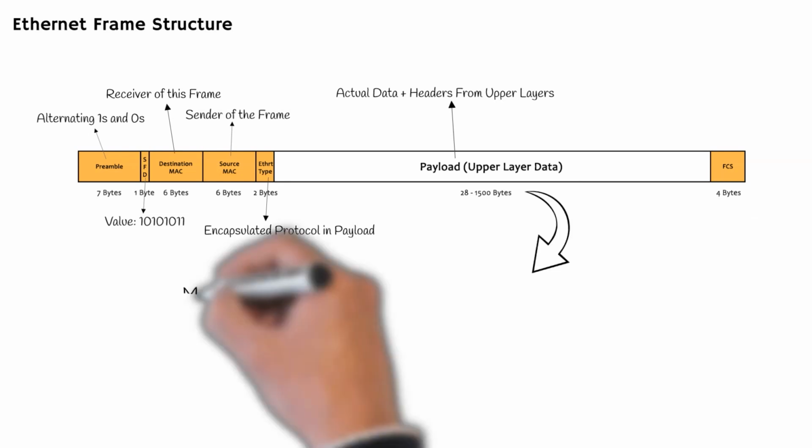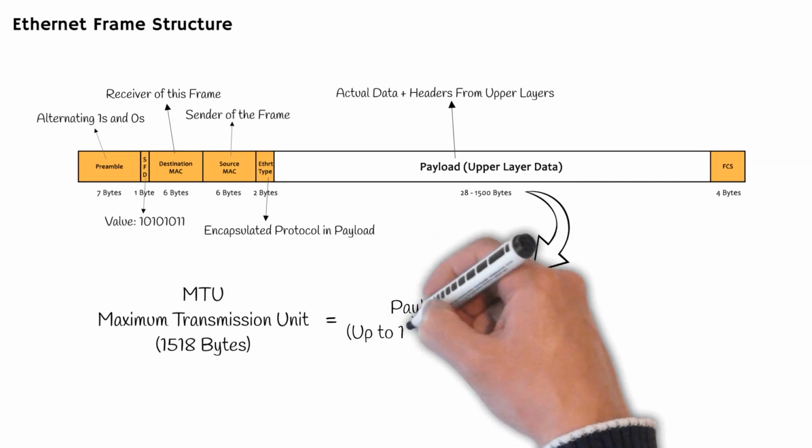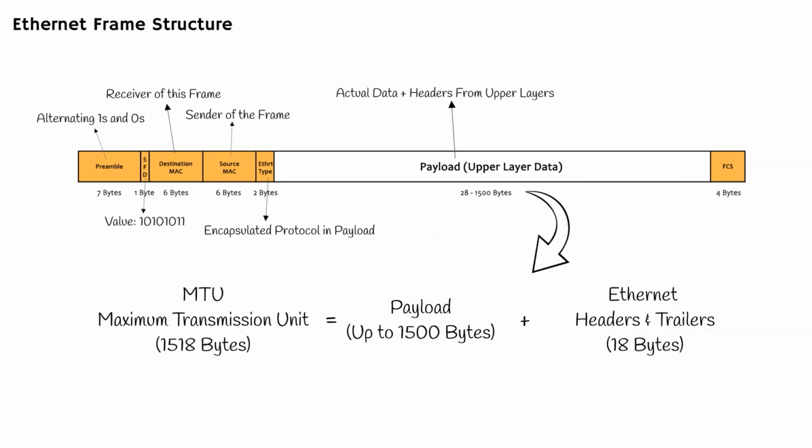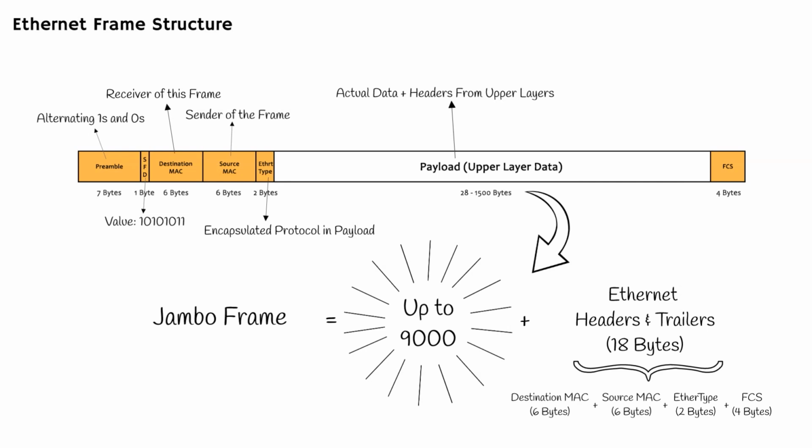The standard Ethernet frame has a maximum size of 1,518 bytes without counting the preamble and SFD, which are often excluded when referring to the maximum transmission unit, or MTU, for Ethernet. Jumbo frames are Ethernet frames with a payload over 1,500 bytes, typically up to 9,000 bytes. They are used in high-performance networks, like data centers, to improve efficiency by reducing overhead and increasing throughput. However, all network devices must support jumbo frames for proper operation.